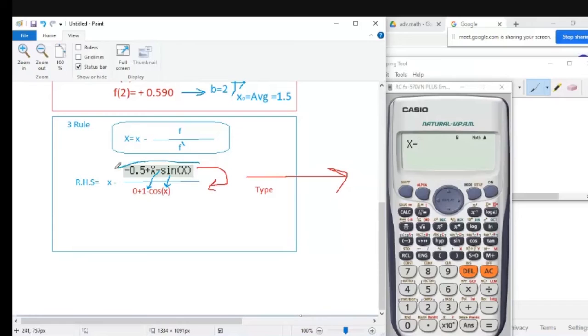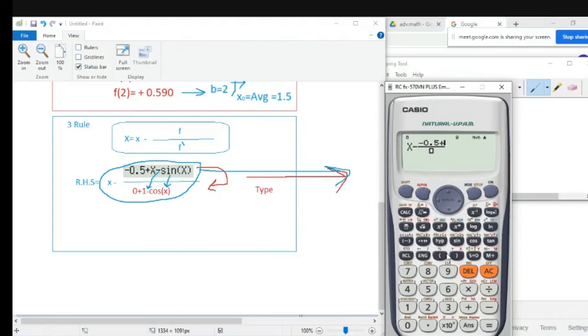Now I will try to write all of that inside my calculator. Try to copy it with me. Then I have now a fraction. What should I write up? What should I write down? Up I will write negative 0.5 plus the variable x, minus the trigonometric function sine x, and close the bracket. This is the numerator. If you have a black calculator, put a bracket here and then go to the end of the numerator and close it. Try to remember to close it.